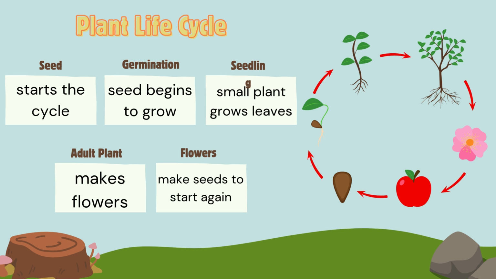So that fruit or that flower will be a seed again, that seed will germinate again, then a seedling, then an adult plant, then a flower or a fruit, and then continue over and over again. And that's why it's called a cycle.